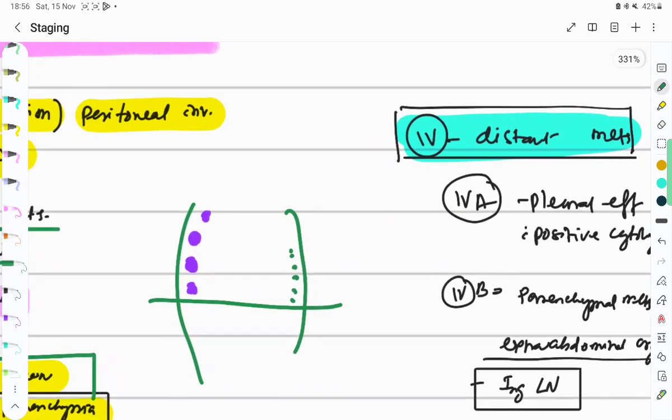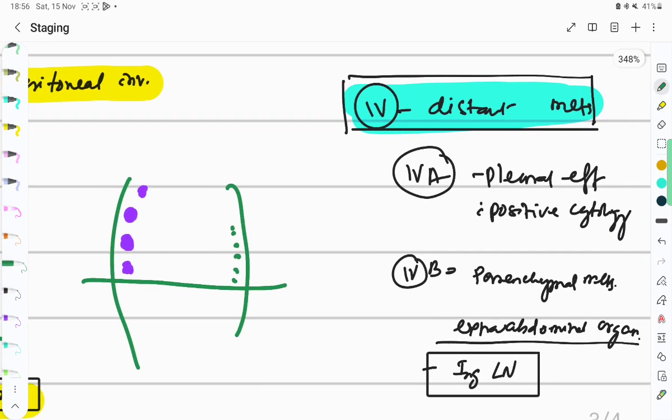Then coming to stage 4. Stage 4 is distant metastasis. In distant metastasis, 4A means pleural effusion with positive cytology. The lung is involved. There is pleural effusion in the lung, but with positive cytology. Then you can confirm that it is 4A, just like CA cervix. Biopsy proven should be there. So it is positive cytology.